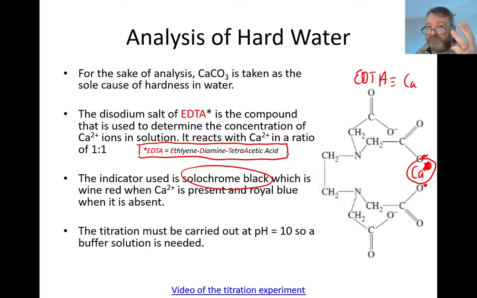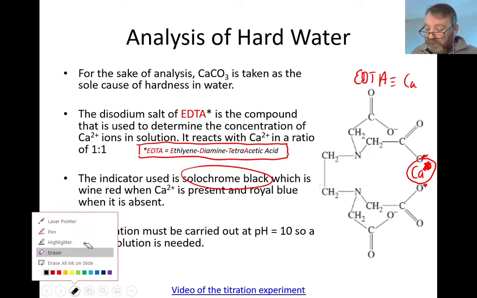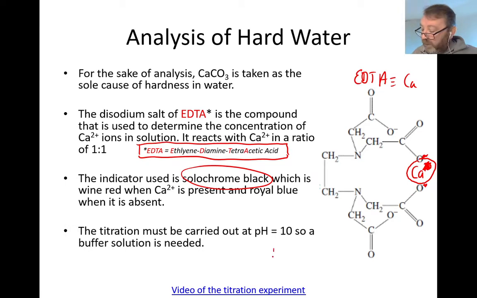So, three things to remember. Number 1, EDTA, ethylene diamine tetraacetic acid, into your burette. Number 2, the indicator solochrome black. Number 3, the buffer solution, pH of 10. So what happens when we do this? Now, there's a video down here. You can watch that yourselves. The slides are already up on Google Classroom, so you can go into the slides and click on that. It'll bring you through the experiment and allow you to see the colour change as well.